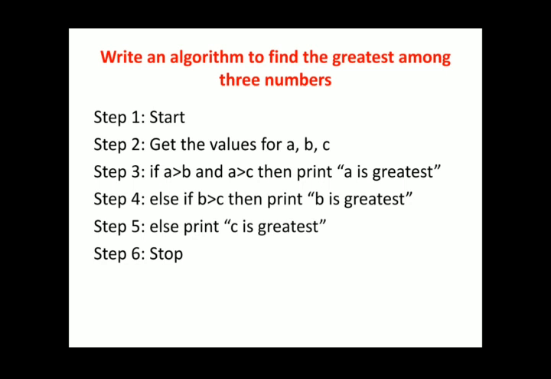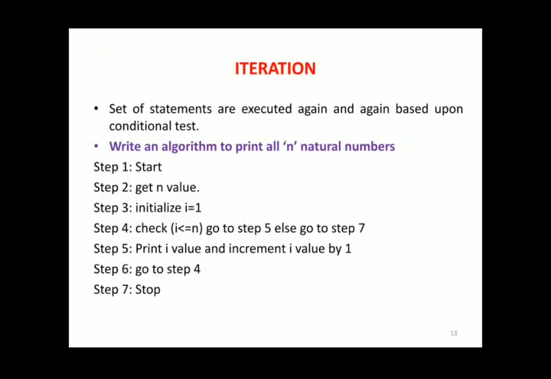So the second number is checked with the third number. So 3 is greater than 4. Now again the condition becomes false. So finally, C is the greatest number, which will be displayed as the output. Okay, so this is the concept of selection control flow. Now let us move on to iteration.